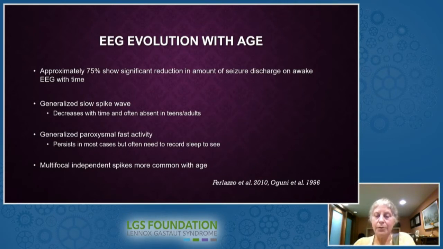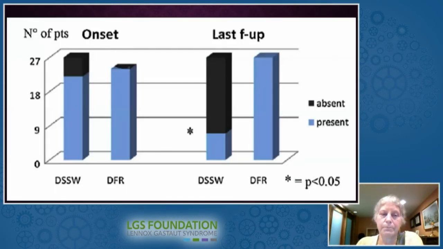And so that can be a problem if we have drug studies or therapy studies that require the presence of this. It may only be seen historically. The generalized paroxysmal fast activity does persist in most cases, but you often need to record sleep to see that. And then over time, we tend to see more multifocal independent spikes increasing with age.